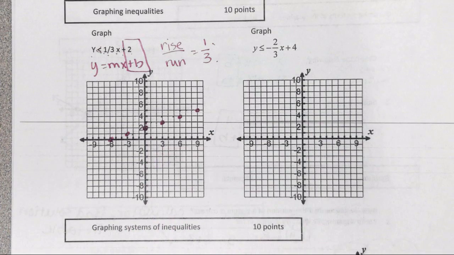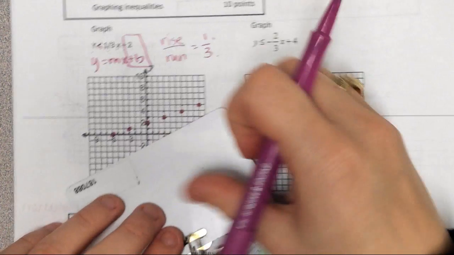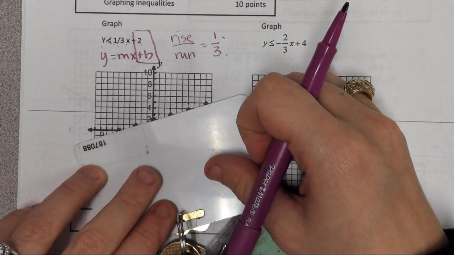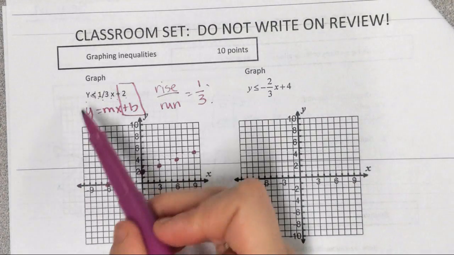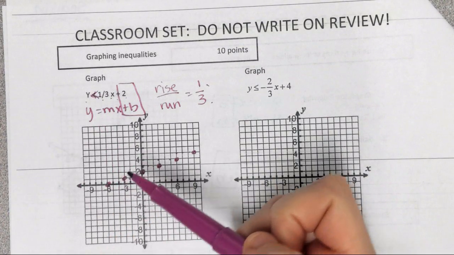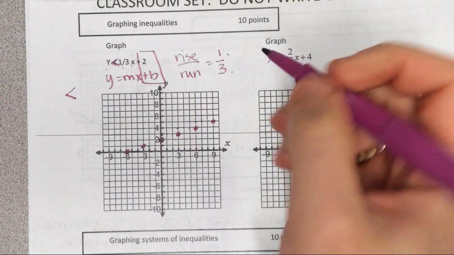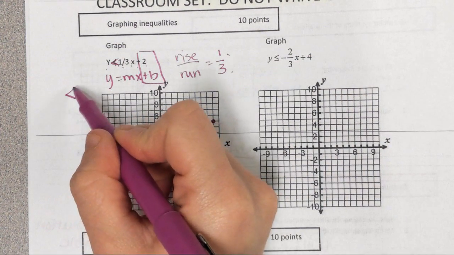So let's use our ID. If you have a ruler, go ahead and use that. Go ahead and draw this. But before we draw that, this is a less than symbol. So remember, if it's less than, it is not less than or equal to. It's just a less than.